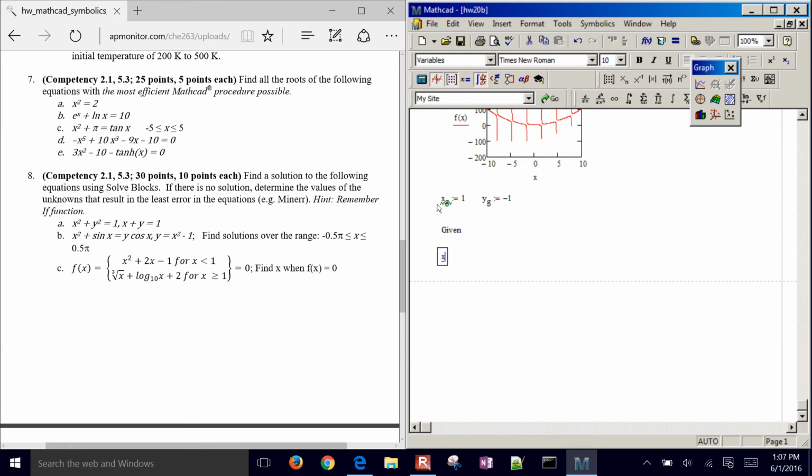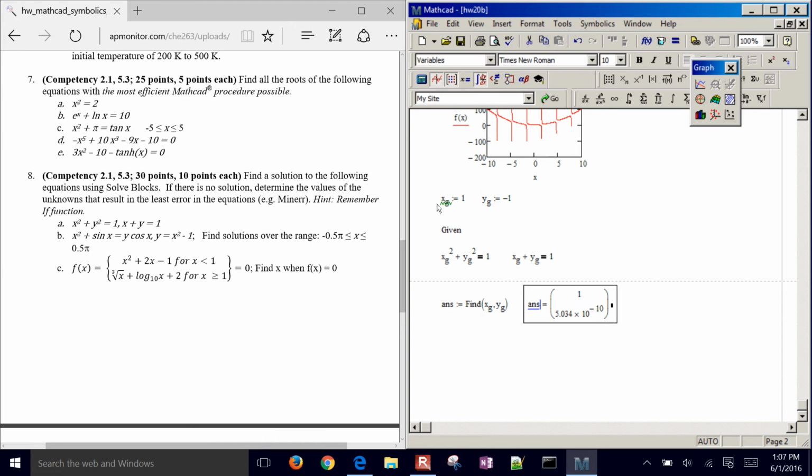Okay, now we're going to go ahead and put in our equations here. Plus y squared equals, okay, so to do the bold equals, do control equals, and then 1. The next equation is going to be x guess plus y guess equals 1. And below that, what we can do is get our answer, and that's going to be equal to find, and we're going to find the solution based on these guess values.